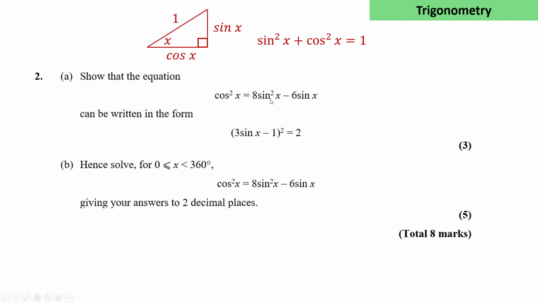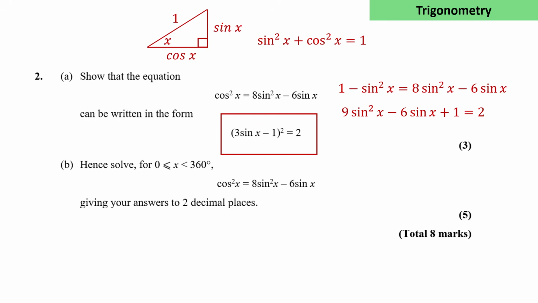This identity we will use to convert this into a quadratic in sine alone. So we change cos squared for 1 minus sine squared. We rearrange the equation, and now we have 9 sine squared x minus 6 sine x plus 1 equals 2, which can be factorised to give 3 sine x minus 1 all squared equals 2.